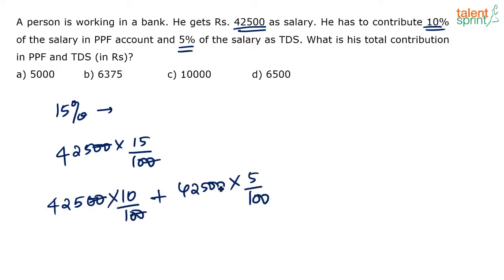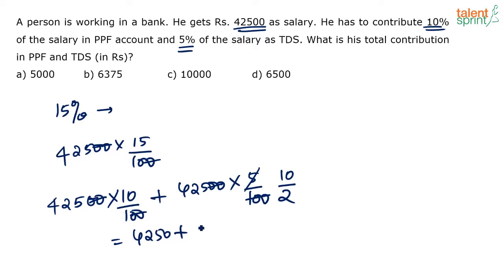This is nothing, you cancel this out. Okay. Now what is 5? 5 is nothing but 10 by 2, correct? So what are we doing here? How much is he giving? See, he is giving 4250. 425 into 10, that is 4250, plus 4250 by 2, that is half of 4250.